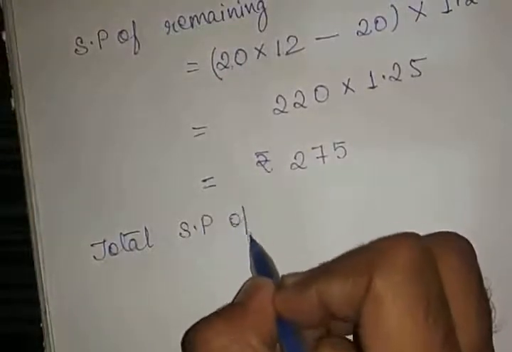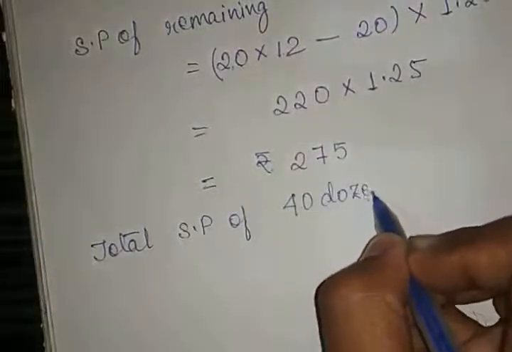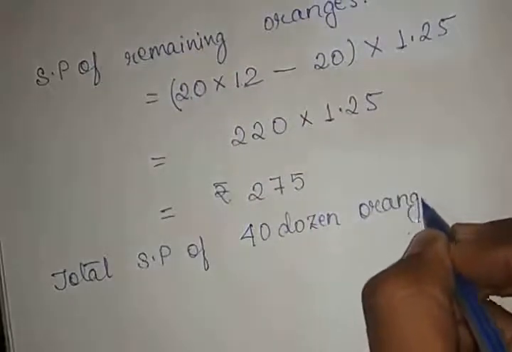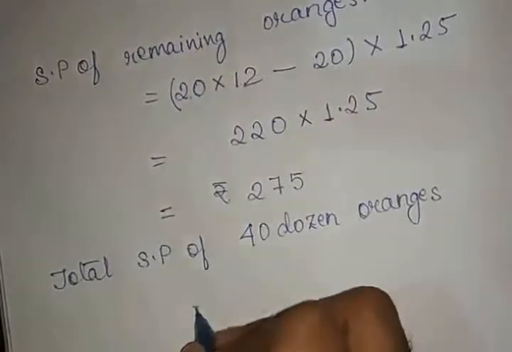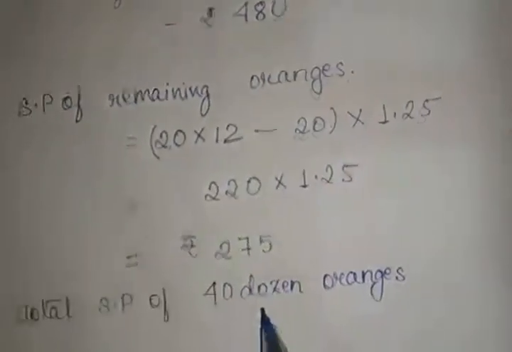Then the total selling price of all the oranges, the total selling price of 40 dozen oranges, will be equal to the selling price of 20 dozen and the selling price of the remaining.